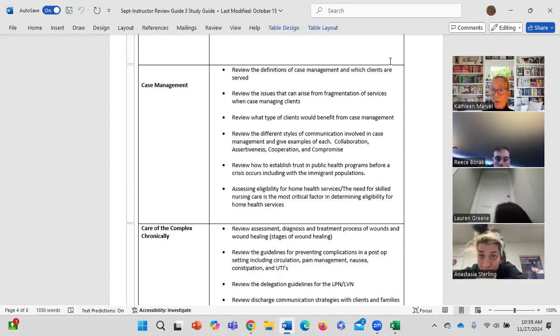So as case managers, some of our roles are nurse, advocating for the clients, care coordinator, and we also are the referral agent, right? We're doing different referrals for whatever needs the client may have.